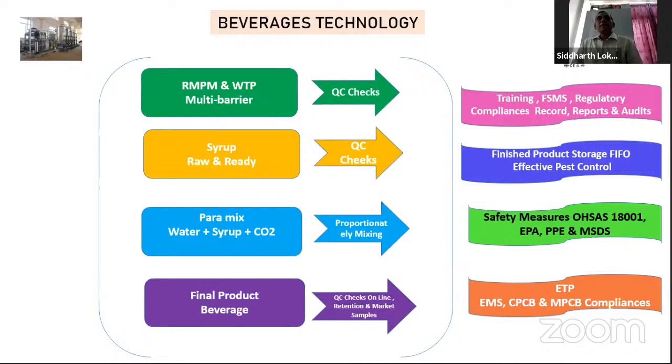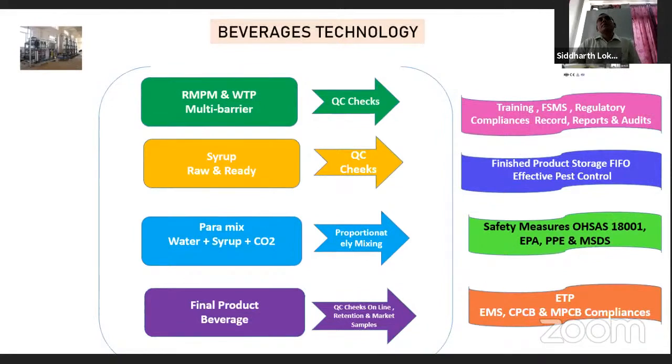The very beginning part of any organization is RMPM, raw material and packaging material analysis, primary, secondary, or any part of that we are analyzing. Water treatment is one of the big processes of any beverage industry. A multi-barrier system must be adopted by the organization. Multi-barrier is nothing but the use of several mechanical devices and barrier systems. For example, suppose we are getting the water from the MIDC or from a well.